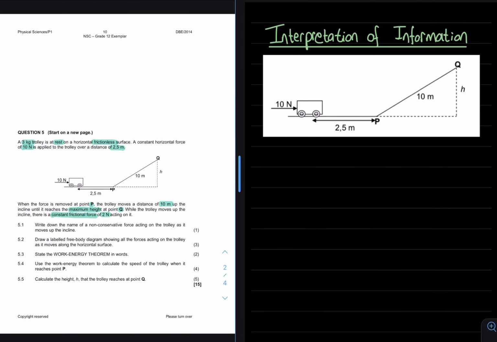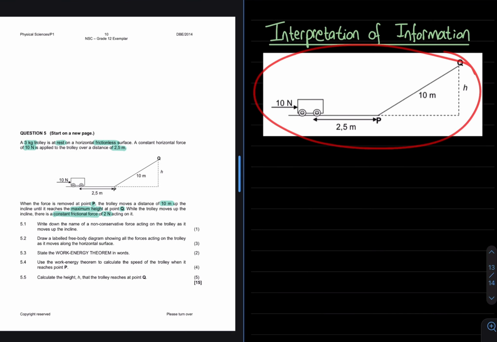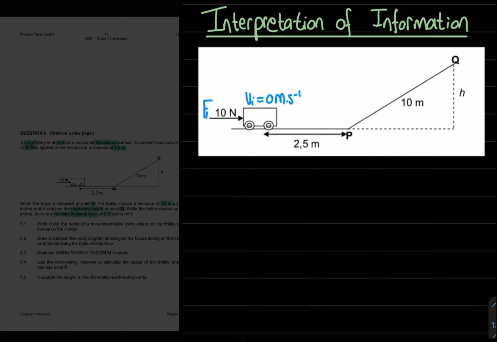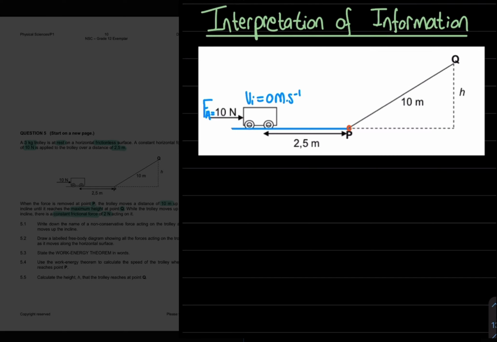So remember, in order to solve your physics problems, it is always helpful to first take this information and put everything on one diagram. Here we were told the trolley starts from an initial position of rest, therefore the initial velocity is equal to 0. An applied force of 10 newtons was applied on the trolley over the first horizontal frictionless part. At point P, we no longer have an applied force, and my trolley moves a further 10 meters up an incline until it reaches its highest point at point Q. So remember that whenever something reaches its highest point or turning point, it means that the velocity at that point will be equal to 0.